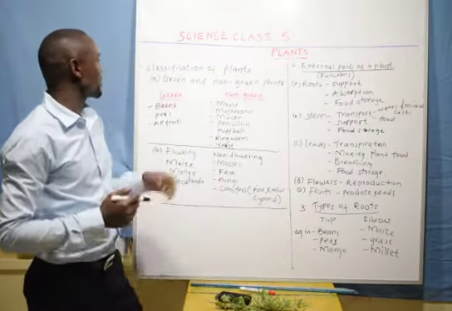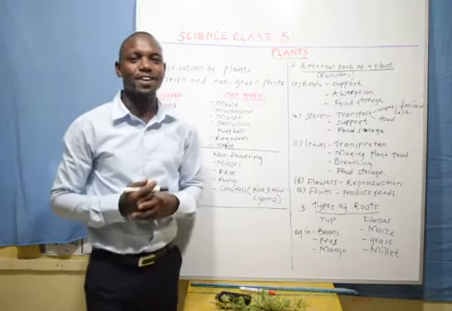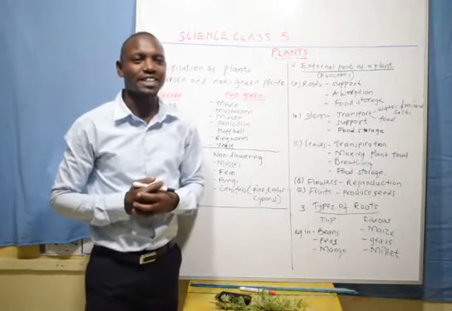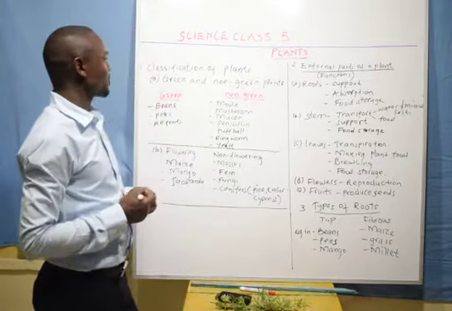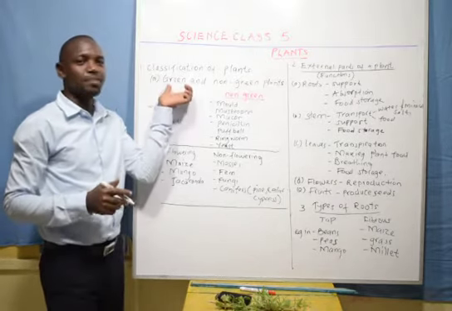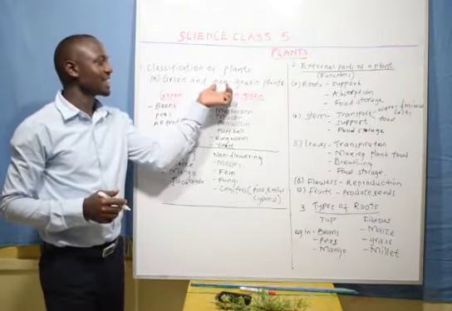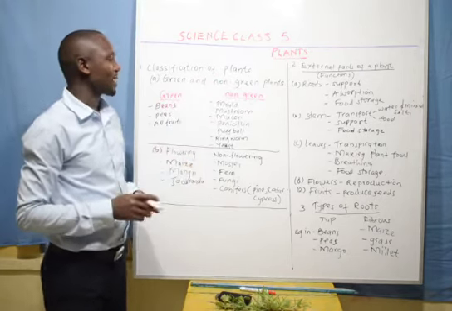To start with, we have to start with the classification of plants. Classification of plants refers to grouping of different plants according to their characteristics. In class 5, we are going to look at two main groups of plants. One, green plants and non-green plants. And two, flowering and non-flowering plants.